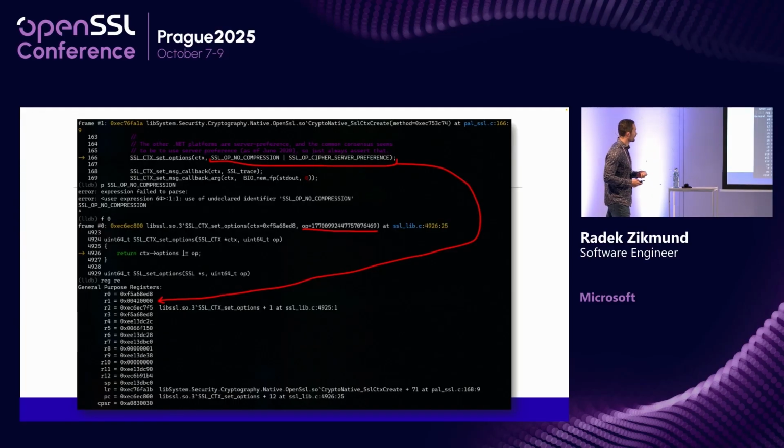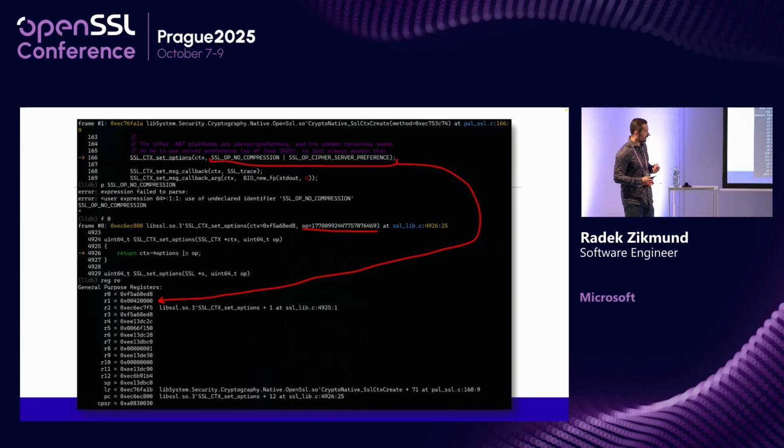So this is a screenshot from the debugging session when I had the Eureka moment. There we have the function which we are calling, the set options. We were passing some flags, which should translate to exactly 2 bits set in some integer. And when we step into it, we see that there is something which definitely is not just 2 bits set. And when we look into registers, we see that, okay, we actually put it there, but for some reason, the library is reading something else.